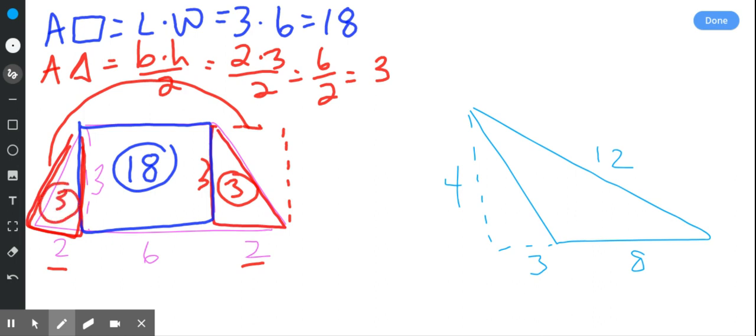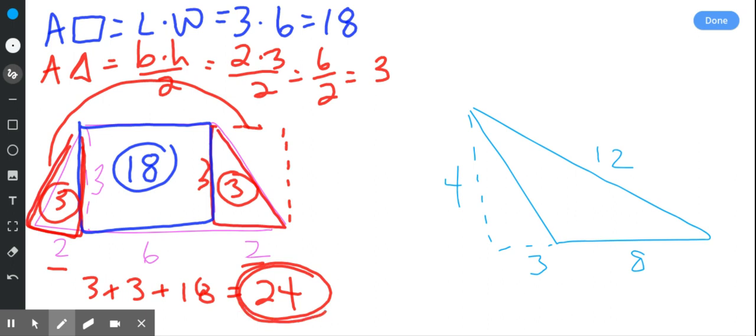Okay, so now that I have all 3 areas, go ahead and add them up. 3 plus 3 plus 18 gives me 24. I think that was the same as the last example. Okay, so my area of that trapezoid would be 24.